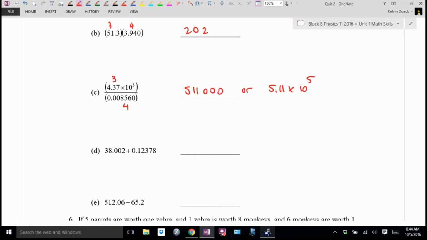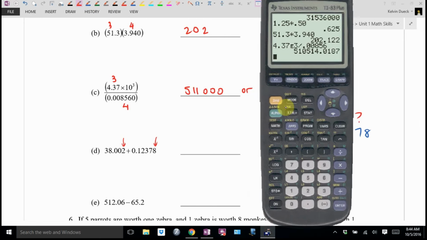There you go. Adding. Ugh. By the way, it is sort of possible to do these in your head. This is 3 decimal places. This is 5 decimal places. I think I'm going to round to 3 decimal places, but I'll write it vertically over here. 38.002, 0.12378. Here's my guess. I'm going to round to that.